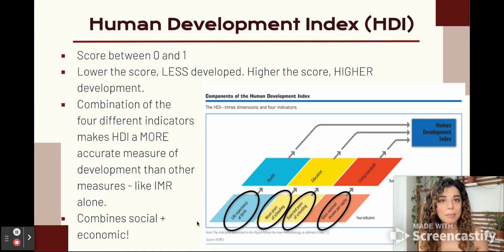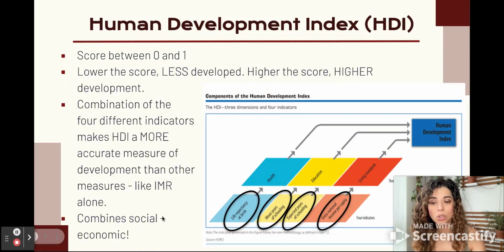The Human Development Index, HDI. So this is a cool one because it takes into account a lot of different factors. So this, similar to the Gini index, is a score between 0 and 1. The lower the score, the less developed. The closer to 1, the more developed it is. So different indicators help to measure this, and this gives a more holistic perspective of development in an area because it takes into account multiple elements.